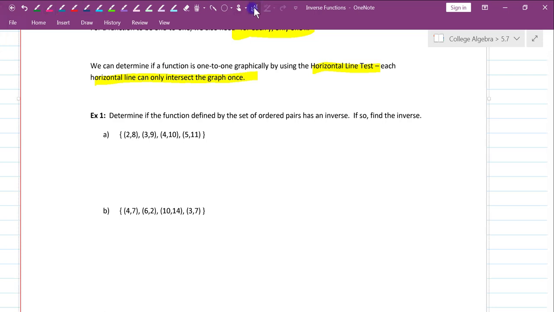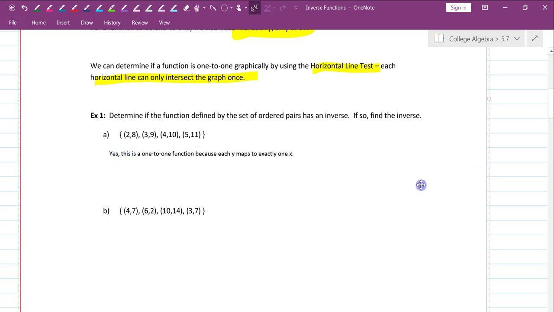I was going to handwrite that, but I am a faster typer, so let's see if I can put it right here. So yes, this is a one-to-one function because each y maps to exactly one x. And it says if it is one-to-one and does have an inverse, find the inverse.